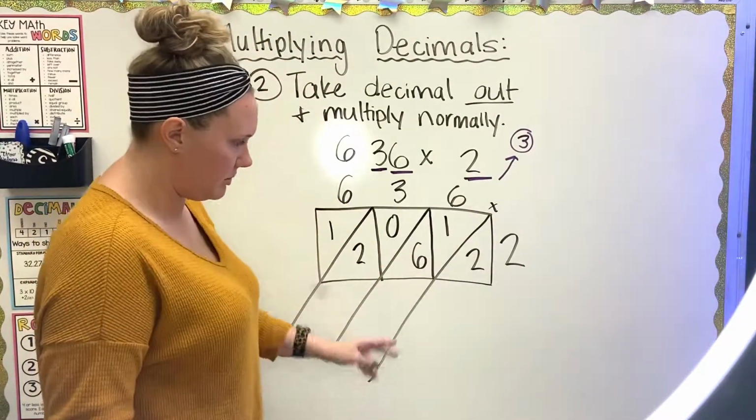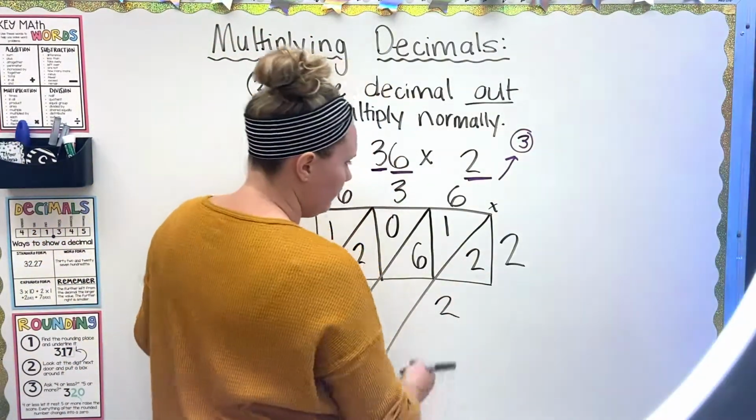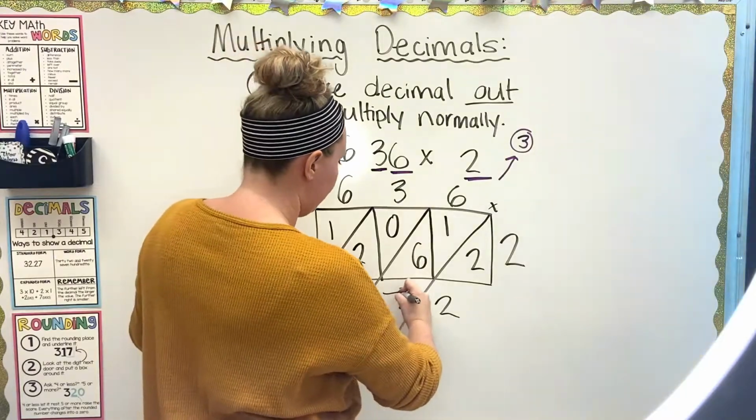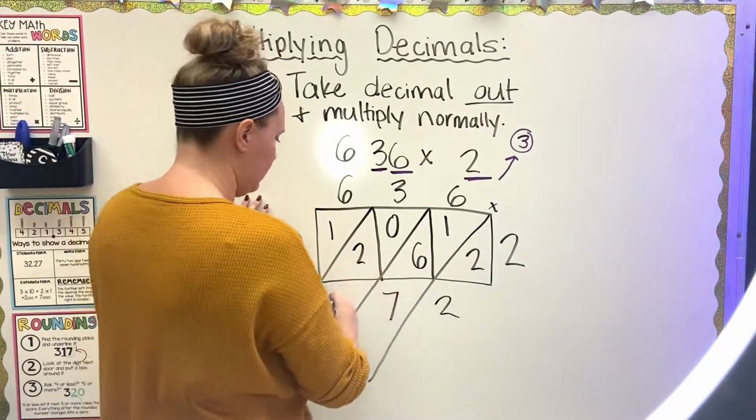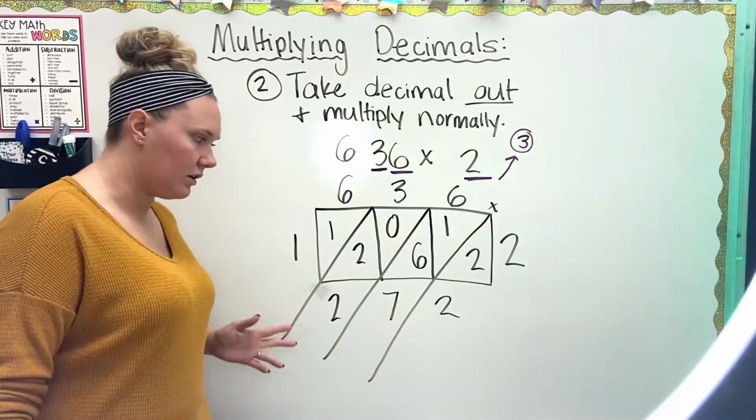Now I'm just going to drop them on down this way. So dropping down my 2. 1 plus 6 is 7. 0 plus 2 is 2. And then I have my 1 here. So we've got our answer.